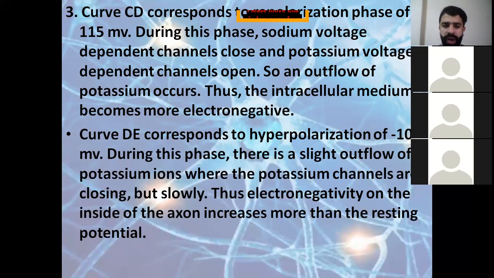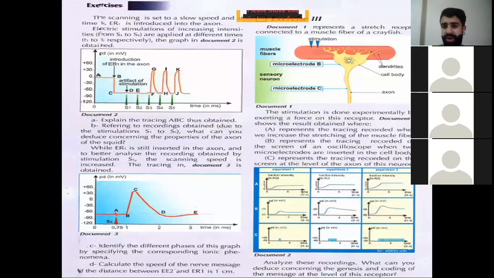So here we have the curve DE, hyperpolarization. During this phase, we have outflow of more potassium ions outside the cell, and this is slow because the channels are closing slower, and this will lead to an increase in the negativity of the axon more than the resting potential.